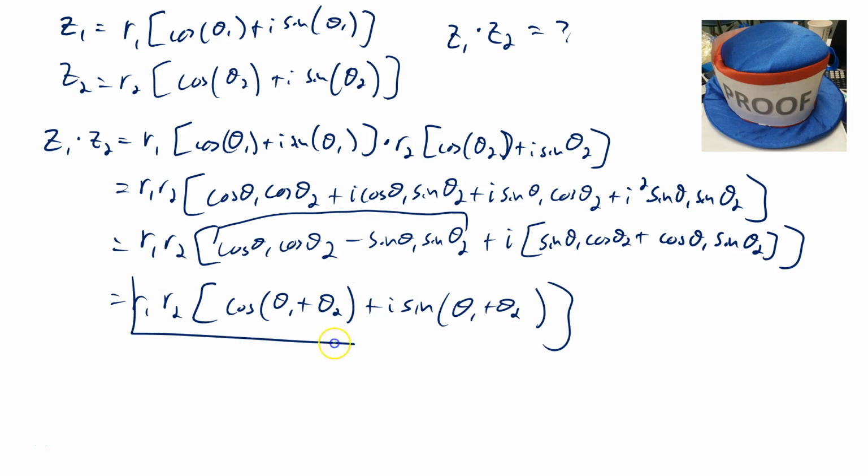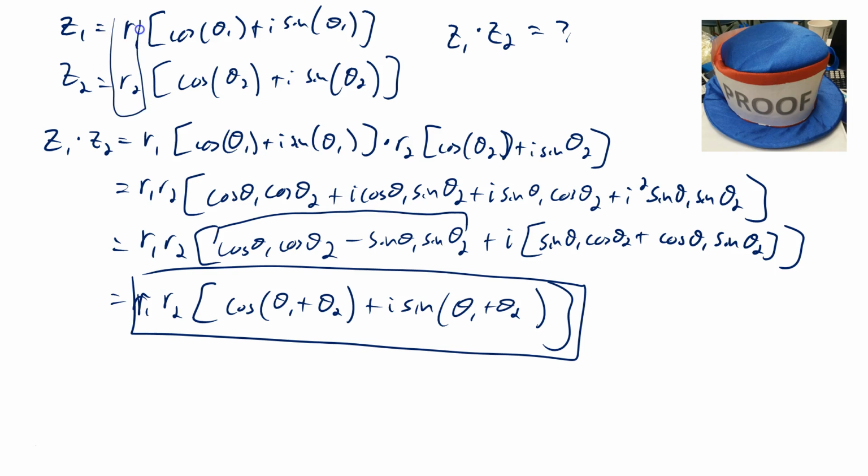And this is our formula for z1 times z2. Now, I want to impress upon you what just happened. We took multiplication of two complex numbers, which usually requires foiling, and what we said was, you just multiply the r's together. That's in the front here. And then instead of having to do any multiplication in here, I actually add the angles. I don't multiply them, I add them.